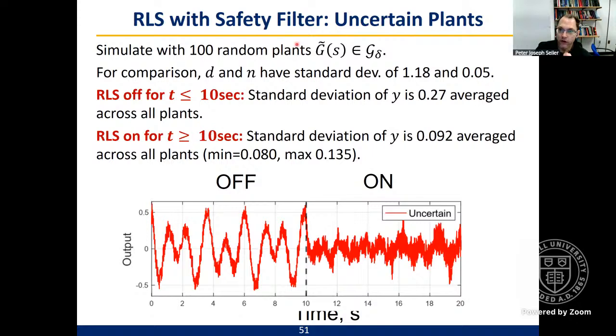Then we select 100 random plants that are in this uncertain set and rerun the simulations. Again, this is with the recursive least squares off, so this is just with the classical controller. Again, basically the same performance as before. Now, when we turn the recursive least squares on, we remain stable for all the plants, and we do a better job of canceling out the disturbance. You can see the standard deviation of the output is still pretty close to the noise floor. There's 100 samples here, so these are the min and max values. There's a couple cases that are worse than the others, but at least we can ensure that we're not going to go unstable. We're not so sensitive to the model error.